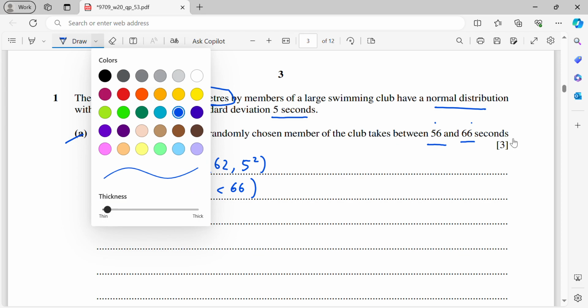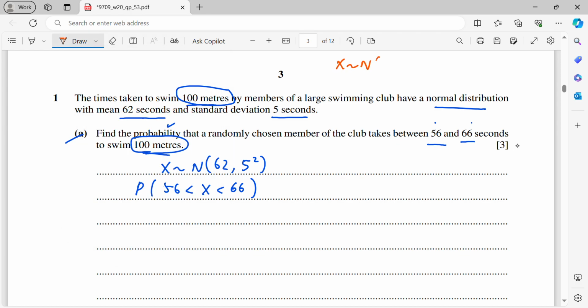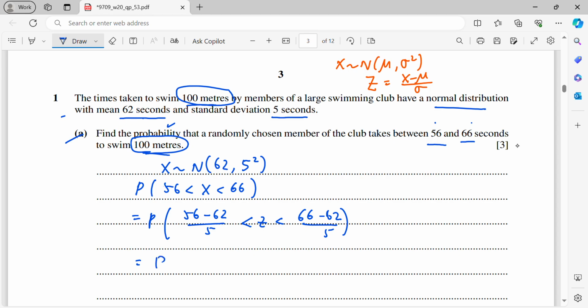Now, when you are given a normal distribution, we need to standardize it using the formula x minus mu over sigma. That means now this is going to be P of 56 minus 62 over 5, and the other one is 66 minus 62 over 5. Then from here, I will be getting minus 1.2 and 0.8.